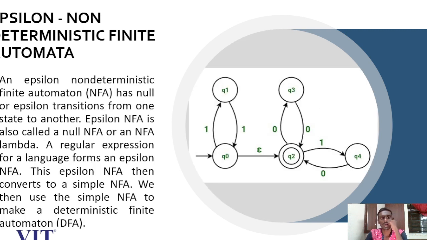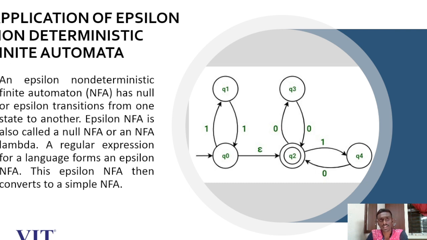So let me explain about epsilon non-deterministic finite automata. An epsilon non-deterministic finite automata has null or epsilon transition from one state to another. So epsilon NFA is also called null NFA or NFA lambda. A regular expression for a language forms an epsilon NFA. This epsilon NFA then converts to a simple NFA. We then use the simple NFA to make a deterministic finite automata. There are lots of applications of epsilon non-deterministic finite automata.